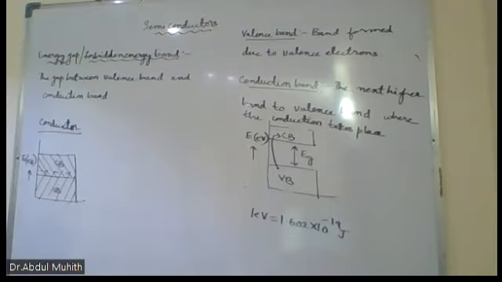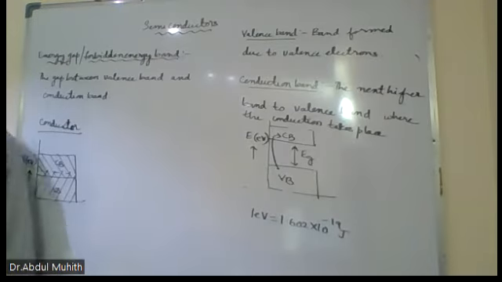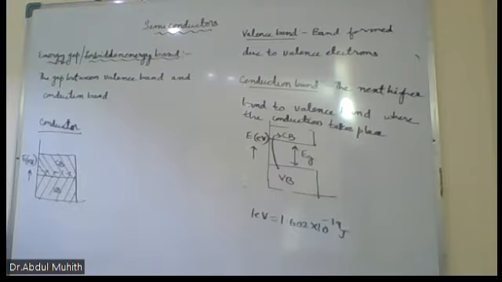In a conductor you need not give any energy. Just apply potential difference, electron starts flowing. Like suppose this is the wire. You apply the potential difference, current starts flowing. It's because it's a conductor. No need to get extra energy because they're already ready.